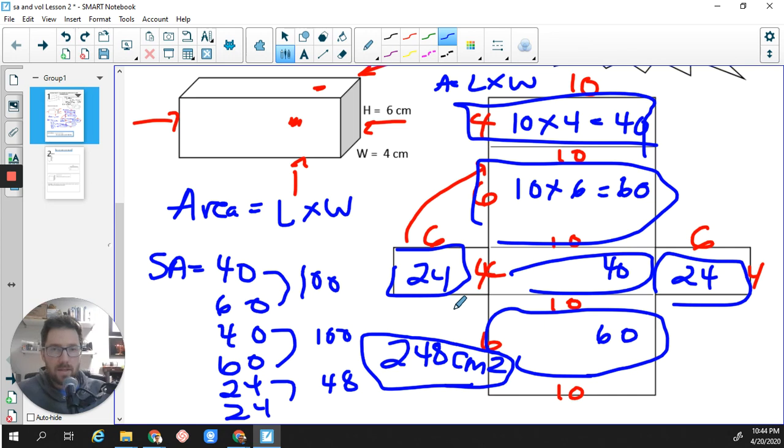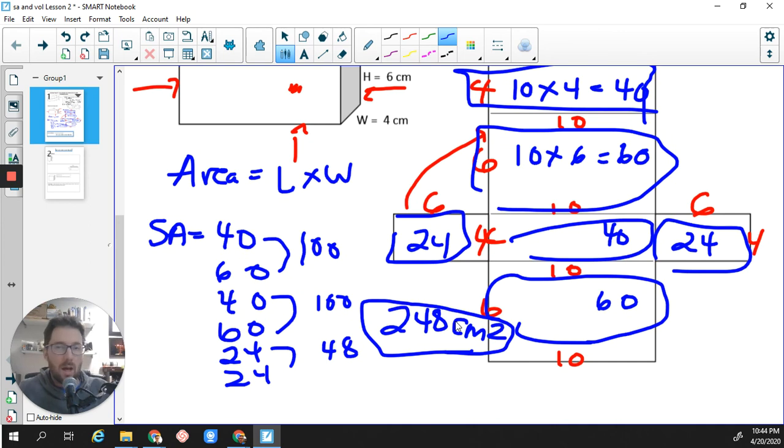That is the basis of how we can do it using nets. Hopefully that helped you out a little bit, taking a look at that. I'll do another video coming up where we'll take a look at using the formula, which is another way that you can solve the same problem.